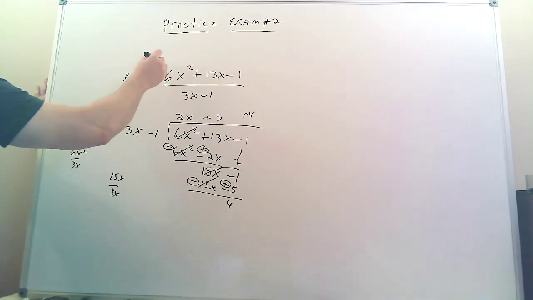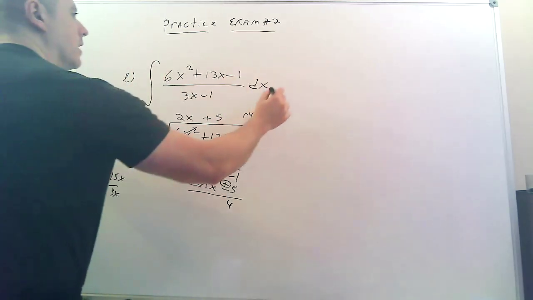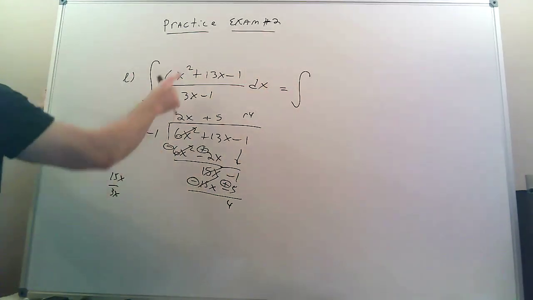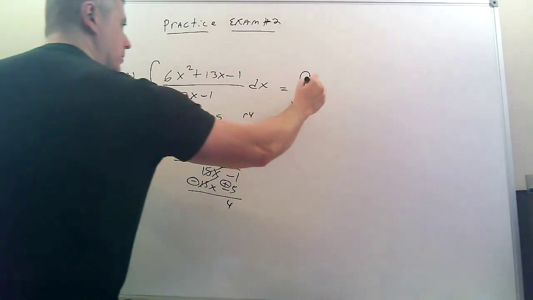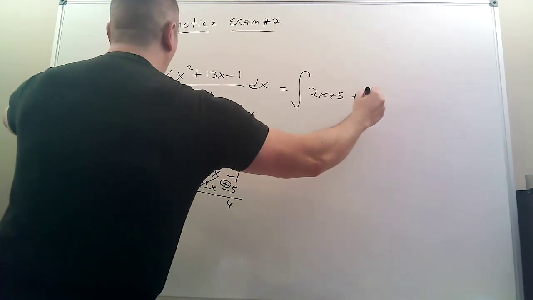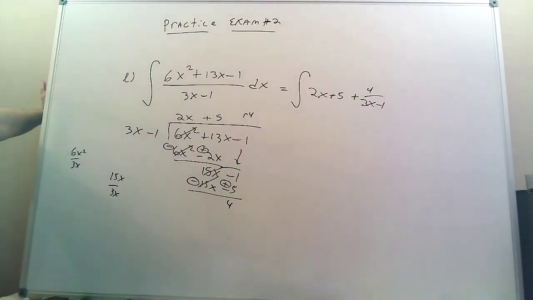So when I do this division, this was the original question. I wrote it lazily. So after I do this long division, I get the integral. That thing is equal to 2x plus 5 plus 4 over 3x minus 1. This is such a terrible question because this isn't how it's going to happen on the test. I picked a bad number here. I should have picked something else.